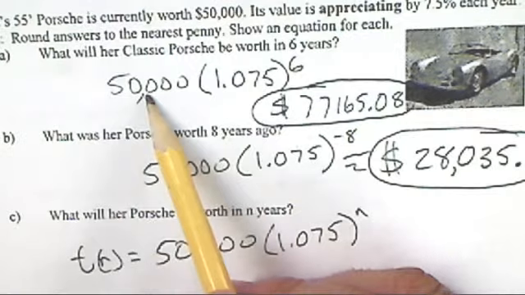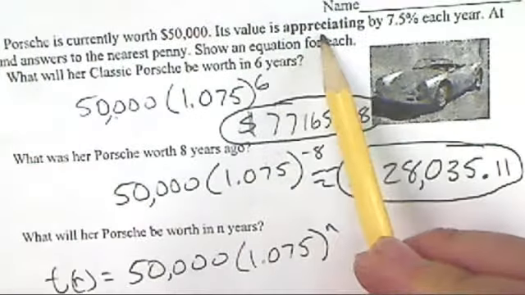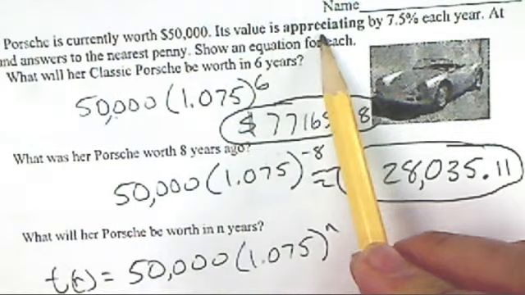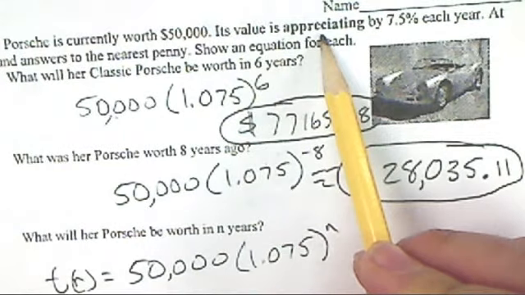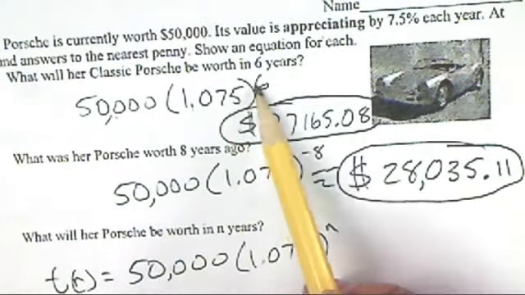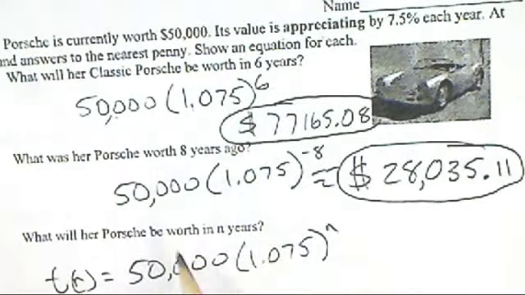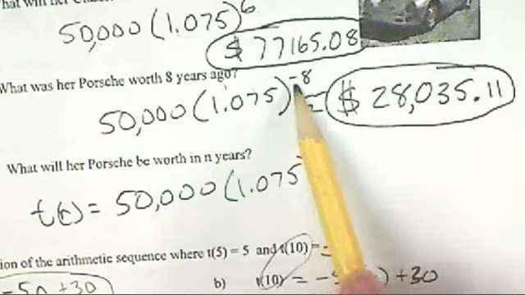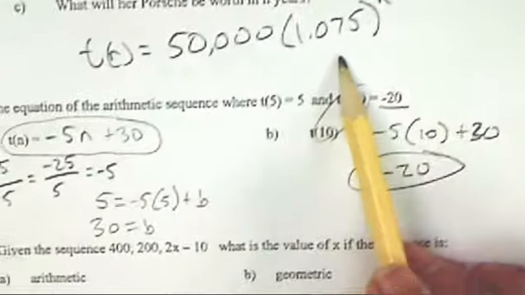Car started off with this value. It's appreciating, so that's increasing. So I took 100% and added the 7.5%. I got 107.5%. Move the decimal over 2 places. There's your multiplier. 6 years, put a 6 there. 8 years ago, a -8. And then there's my equation.